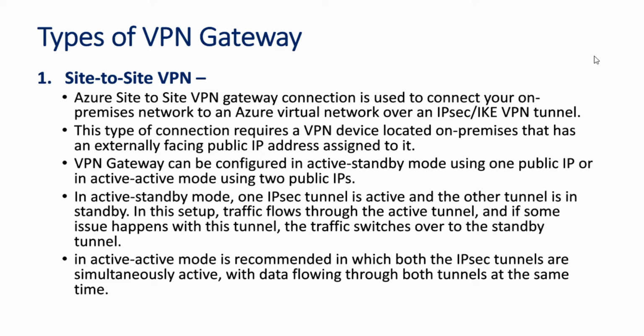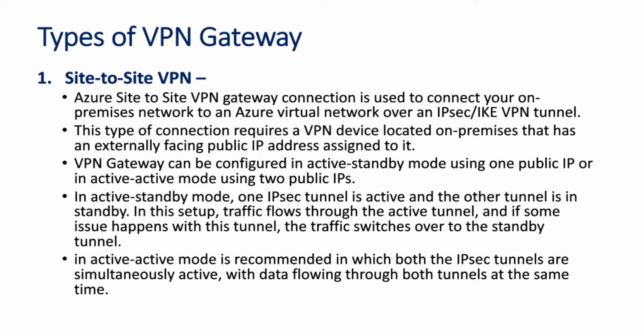So now we will see types of VPN gateway. Basically we have three types of VPN: site to site VPN, point to site VPN, and VNet to VNet connection, which we also call VNet peering. First, we will see site to site VPN. An Azure site to site VPN gateway connection is used to connect your on-premise network to an Azure virtual network over IPsec VPN tunnels.